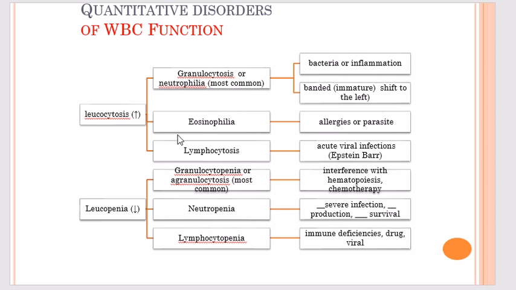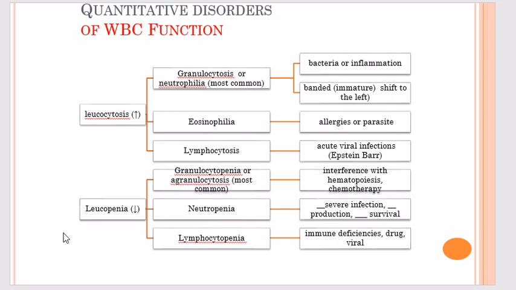With eosinophilia, the cause is usually related to allergies or parasites. So for example, with allergies, a person that maybe is suffering from eczema due to, let's say, a milk sensitivity or lactose sensitivity or other, might show increased levels of eosinophils in a blood test compared to normal. Lymphocytosis is caused by acute viral infections, in particular the Epstein-Barr virus, which we'll talk about today.